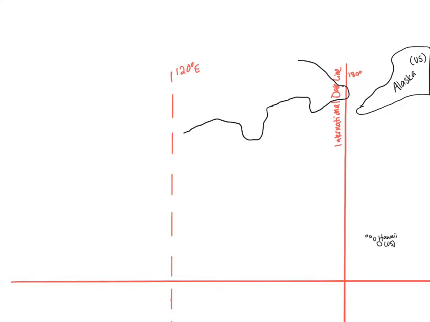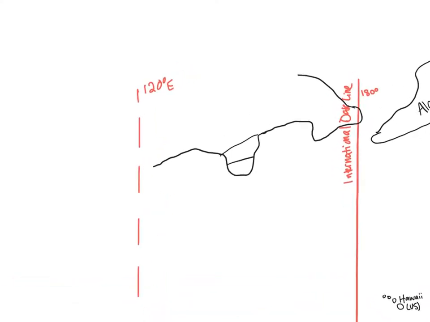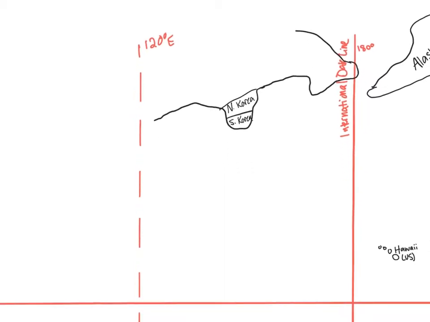So this little peninsula here, there's two countries right here. We have North Korea to the north, and South Korea to the south of it. So that's what that looks like. All right.